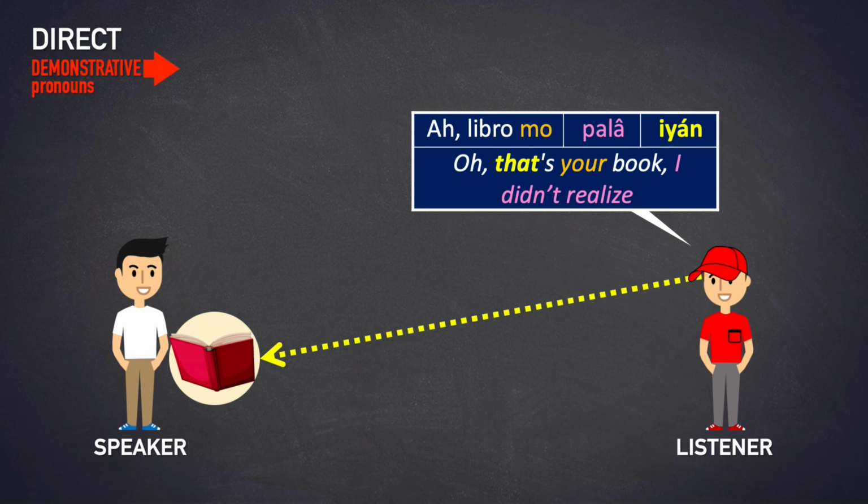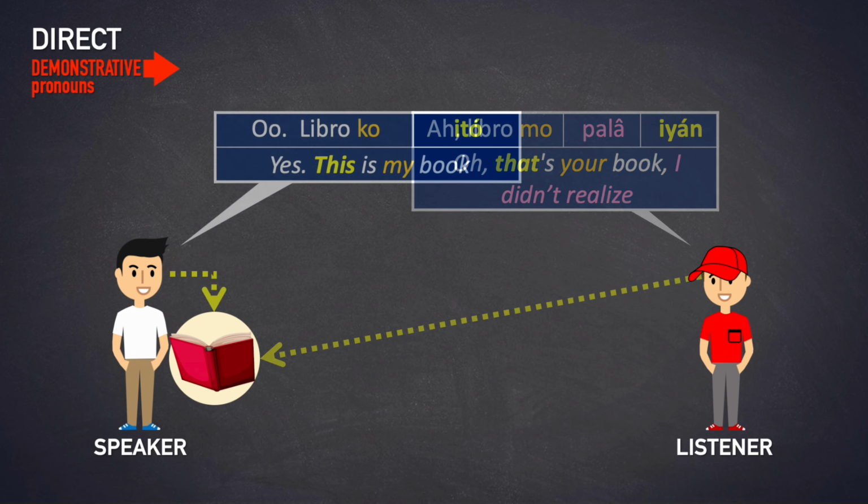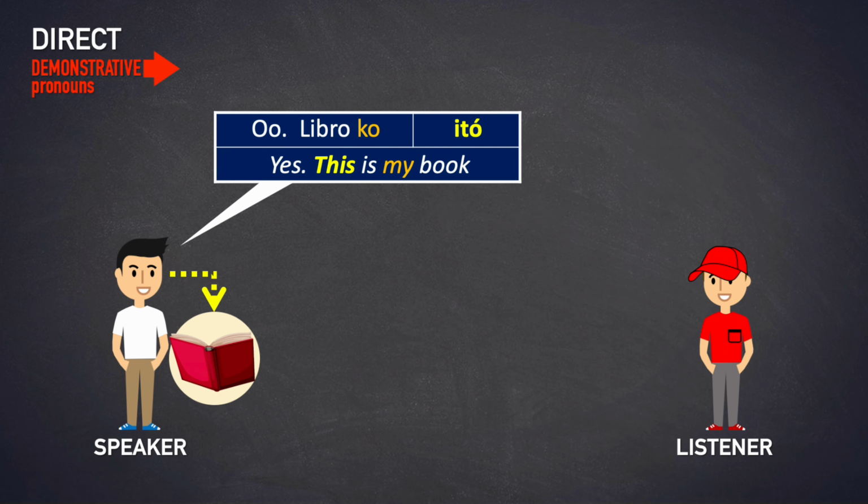Libro mo pala iyan. Oh, that's your book. I didn't realize. We use the interjection pala a lot. It is an expression of discovery or realization. Moving on. Oo, libro ko ito. Yes, this is my book.